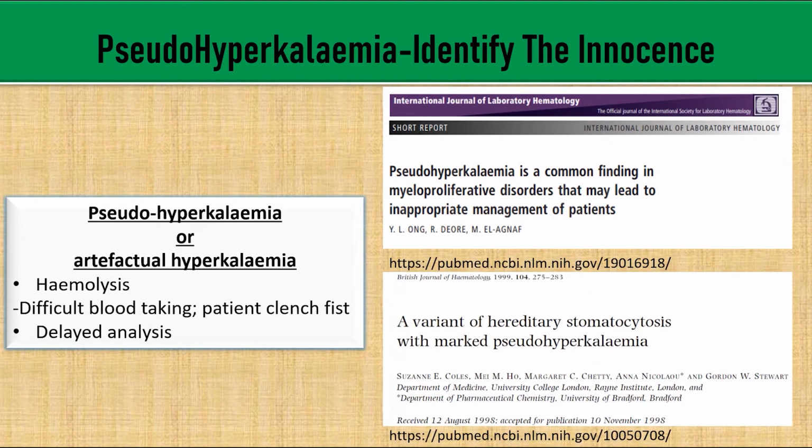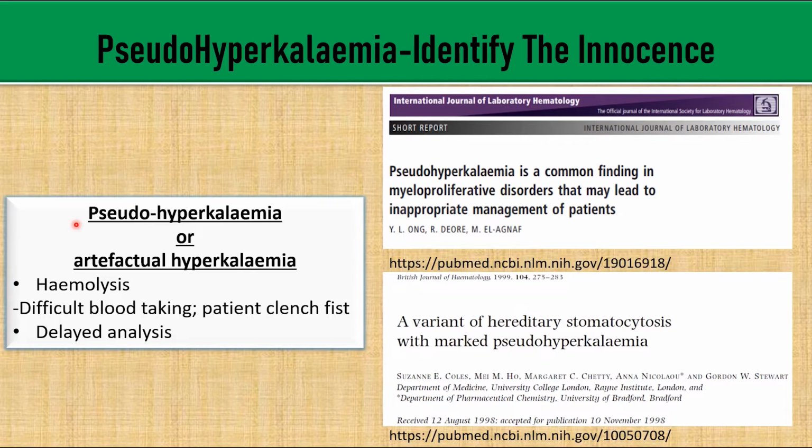Let's learn about pseudo-hyperkalemia first before we talk about the treatment strategies. This is important because pseudo-hyperkalemia is not a true state of hyperkalemia, hence it doesn't require corrections. This can happen in a few situations, but ultimately the underlying cause is potassium leakage from the intracellular space.